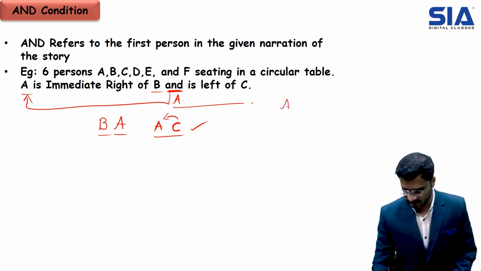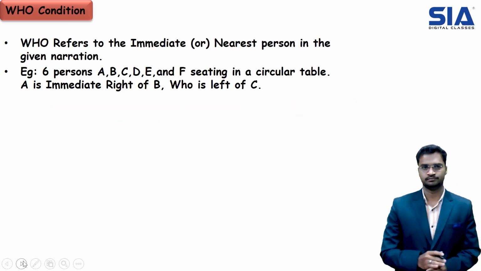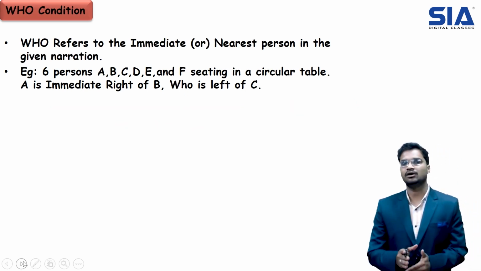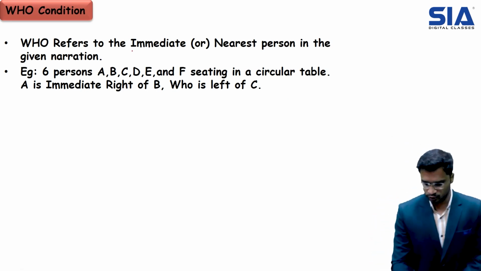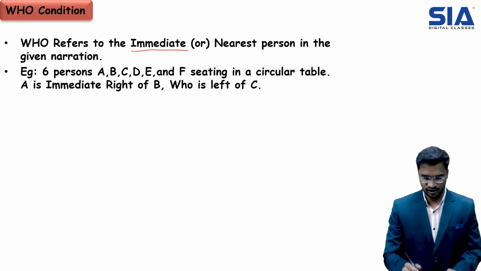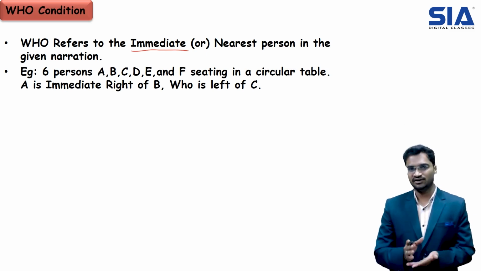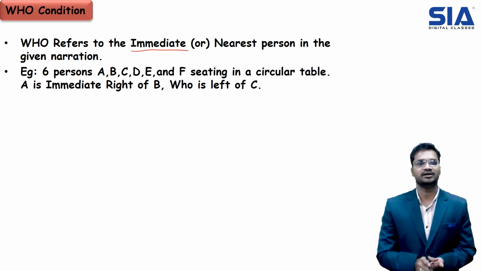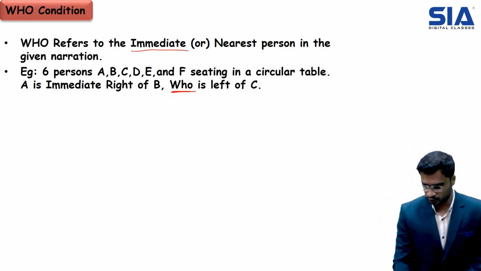So whenever you see "and" in seating arrangement, you have to go to the first person. Now coming to the "who" condition. "Who" refers to the immediate or nearest person to it in the given narration. So "who" refers to the person who is immediate to the "who". Let us see an example. 6 persons A, B, C, D, E and F sitting at a circular table, and A is immediate right of B. Who?